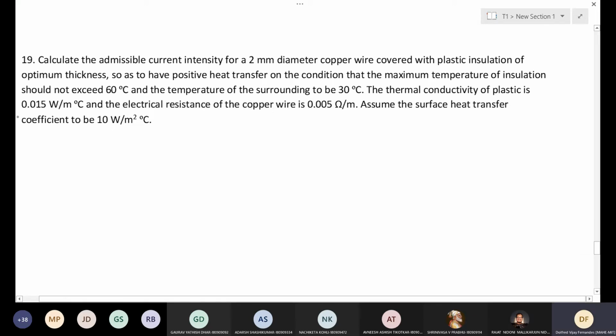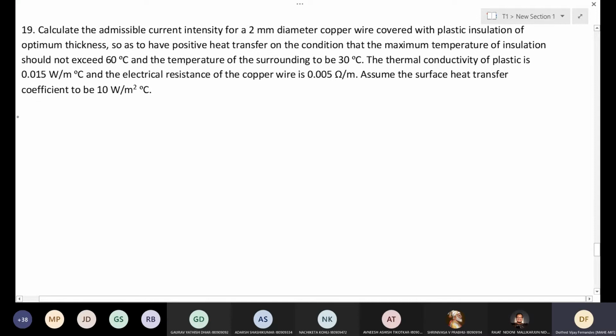Okay. Question number 19. Calculate the admissible current intensity for a 2 millimeter diameter copper wire.